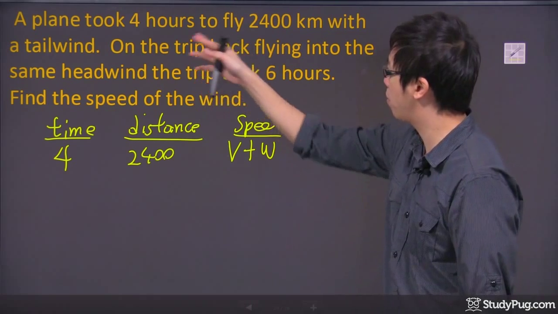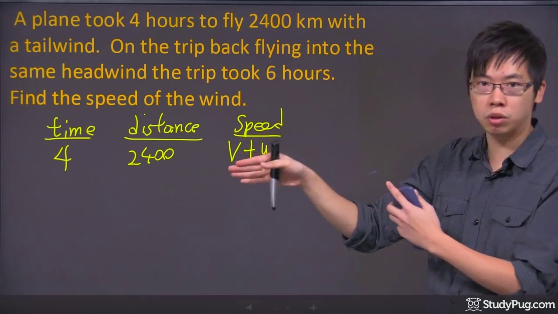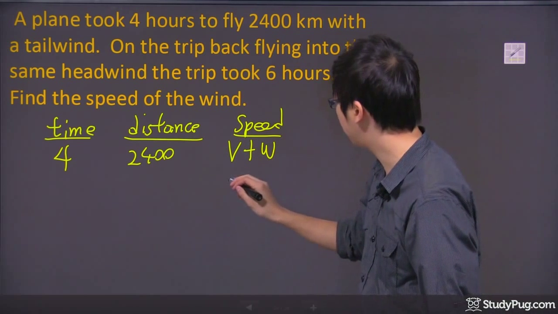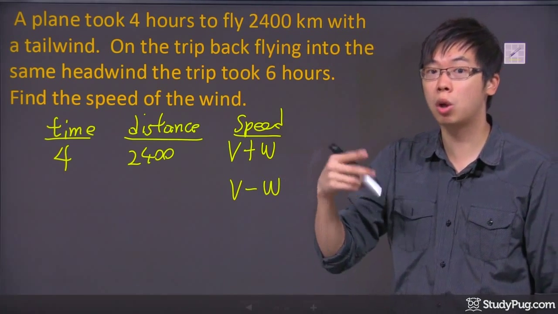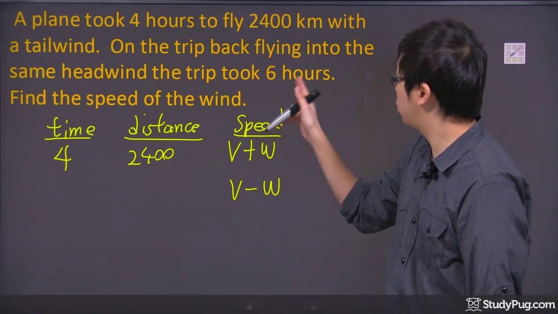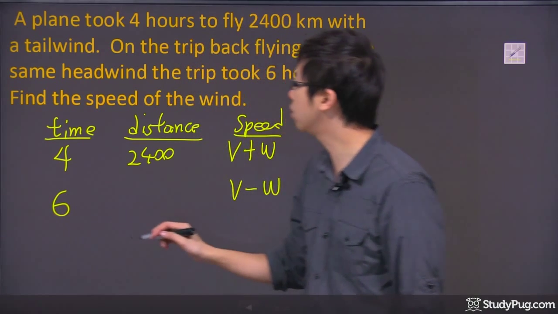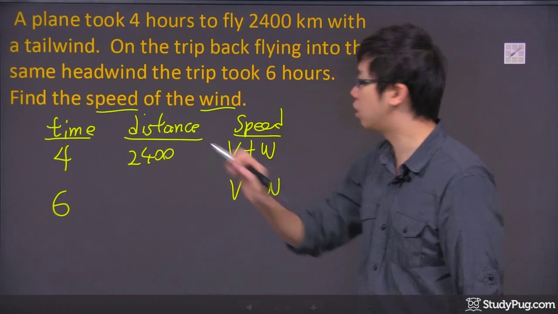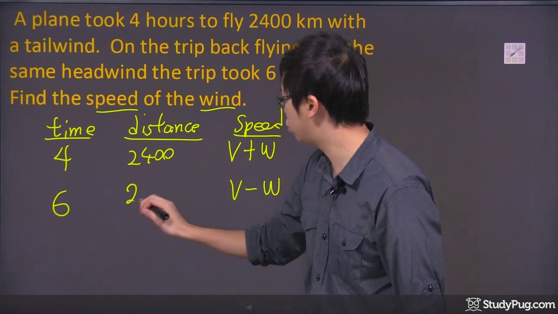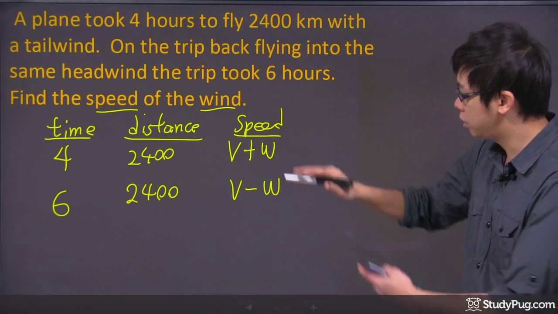On the trip back, it's flying into the same headwind now, because you're going backwards, right? So that means the velocity will be subtracting the wind speed. That means you're going slower, and the trip took 6 hours because you're flying slower. So the time is a little bit longer. We're here to figure out the speed of the wind. And it's also the same trip, so it's going to be 2,400 kilometers as well. So this is our table.